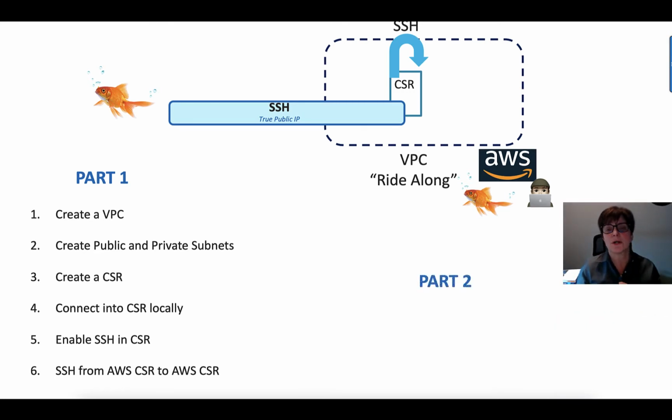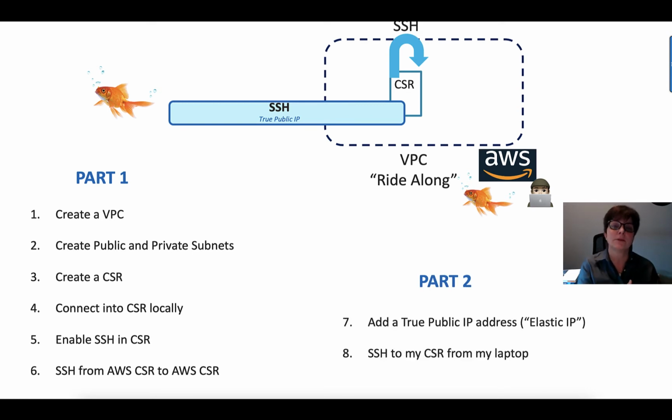In part two, we're obviously going to have to SSH to a true public IP address. So we're going to add a true public IP address. AWS has it as an elastic IP, so we're going to create an elastic IP, and then we're going to attempt to associate the elastic IP to our subnet on the CSR, and we're going to get an error message, and then we're going to get another error message, and then a few other things aren't going to work. So in part two, there's going to be a bunch of troubleshooting.